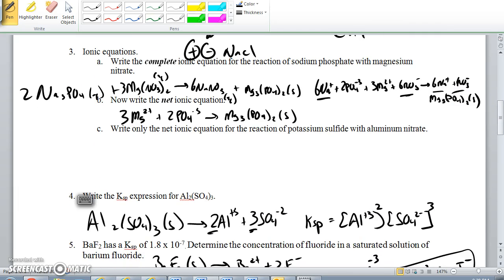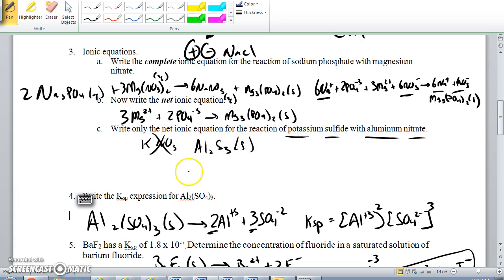If you know the solubility rules well enough, it is possible just to jump straight to this, and let me show you how I do that. Potassium sulfide, aluminum nitrate. Okay, so the combinations that could form the precipitate are potassium nitrate. Well, no, because nitrate's always soluble. So the option in this case is going to be aluminum sulfide, Al2S3. So that is going to be our precipitate.